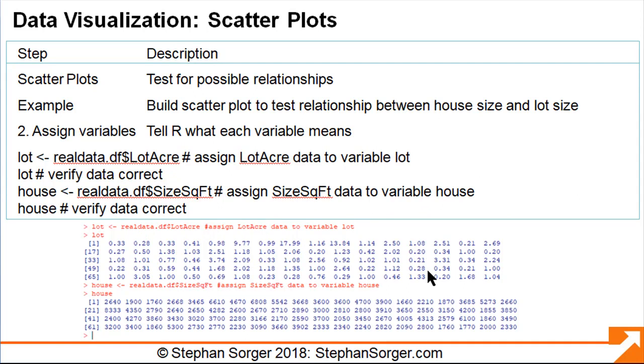We then need to tell R the variables we want to plot. In this case, we want to plot house size and lot size. So we assign the lot acre data from the realdata.df data frame to a variable we call lot. And we assign the size square feet data from the realdata.df data frame to a variable we call house. We print each variable out to verify that they appear to be correct.